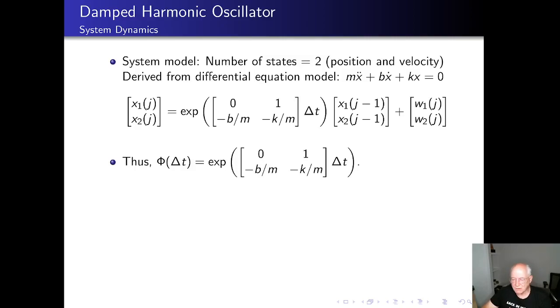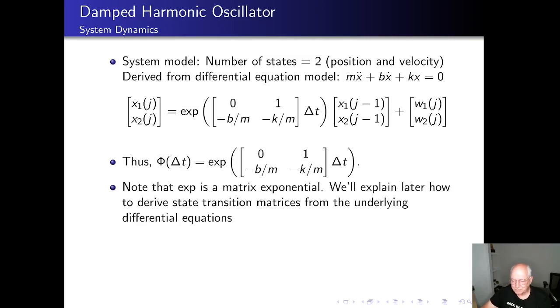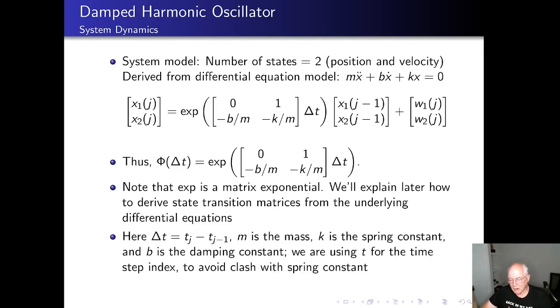So the result is, once you map it into the state space model of dimension 2, the answer is a matrix exponential for phi, the state transition matrix. We'll explain how to calculate that a little bit later, and also, like I said, in the state space concepts playlist, we'll talk about how you actually derive the state space model itself and the solutions. Also note that we're using J for the time step index. K is already being used for the spring constant, so we're avoiding a clash there.